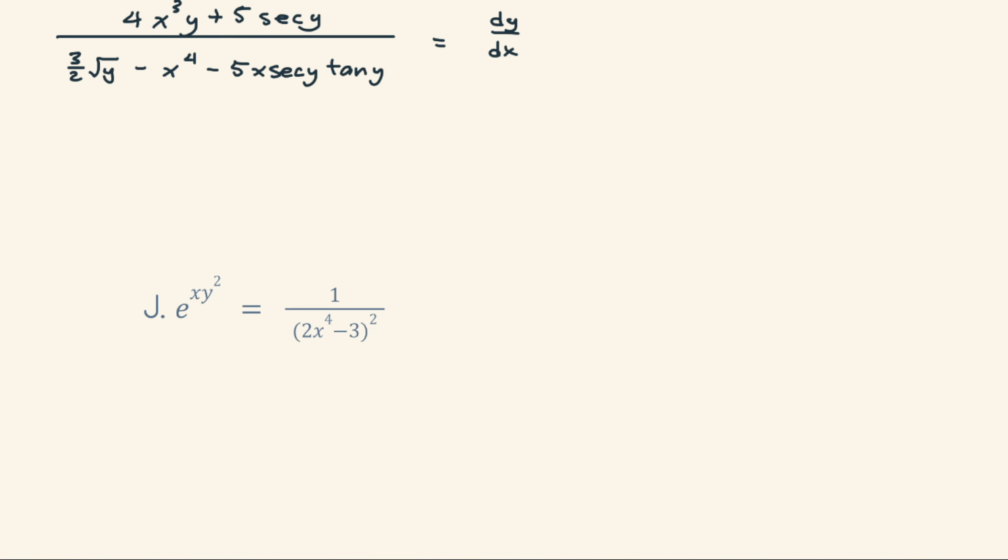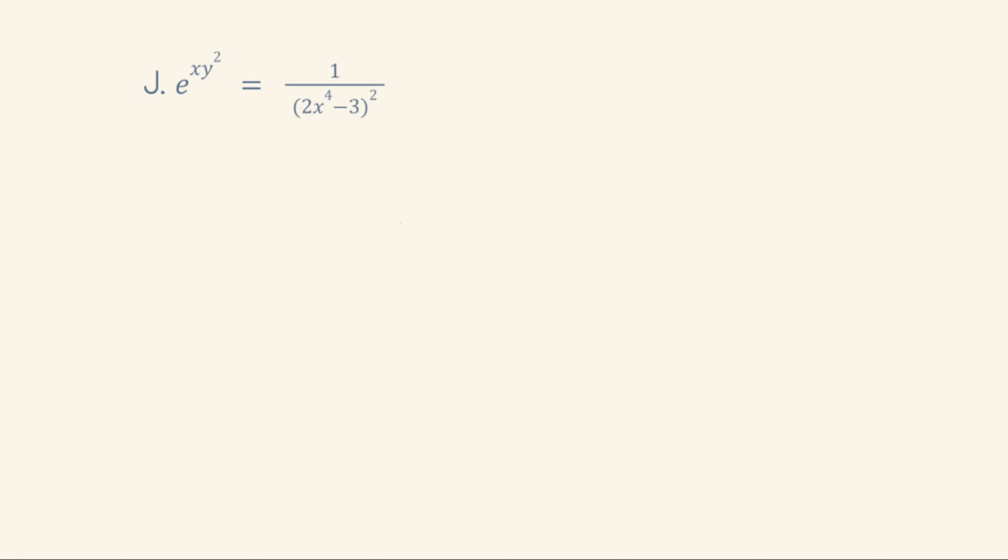Next over here we've got j. So once again, I'm not the biggest fan of quotient rule. In this case, I could see that with something like this. I could rewrite this as simply 2x to the 4 minus 3 to the minus 2. And instead of quotient rule now, this just becomes a simple power rule. So why not do that, right?